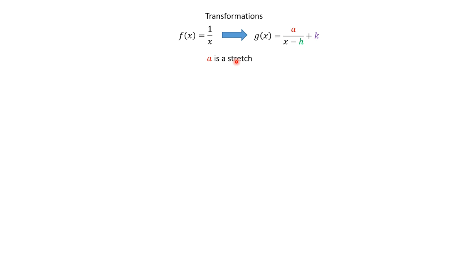And then h, x minus h. H is a horizontal translation. And then k is a vertical translation. So we're going to be moving it over h and up k, just like we've been doing all the rest of the time. And this is our transformed function.